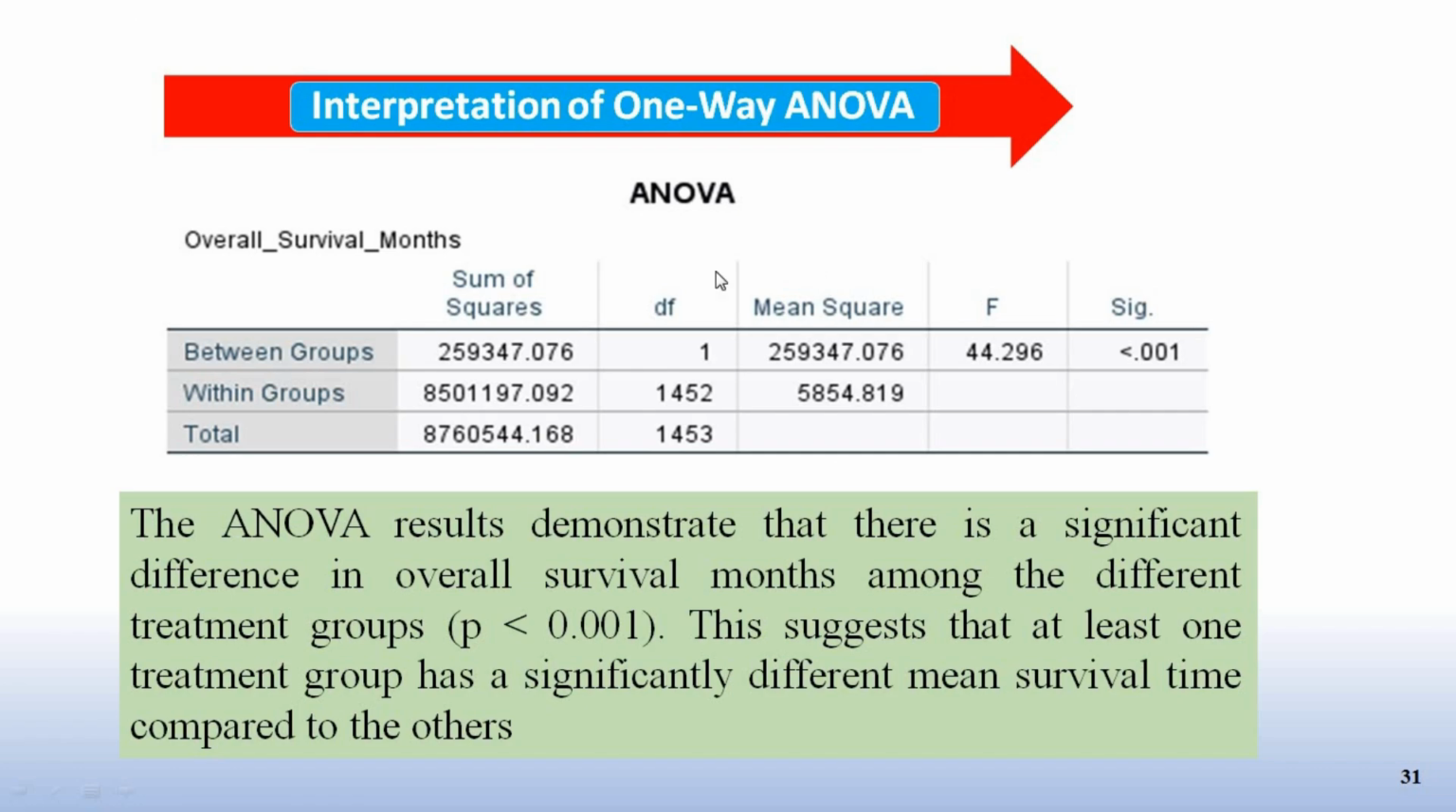So this is the result of analysis of variance and how we can interpret it. The ANOVA results demonstrate that there is a significant difference in overall survival months among the different treatment groups, P less than 0.001. You see the significant value is 0.001. This suggests that at least one treatment group has a significantly different mean survival time compared to the others. Here you see the values of sums of square, degrees of freedom, mean square and F, then the significant value. So this is between groups and within groups, and this is the total, and this is the total degrees of freedom. This is for one-way analysis of variance.